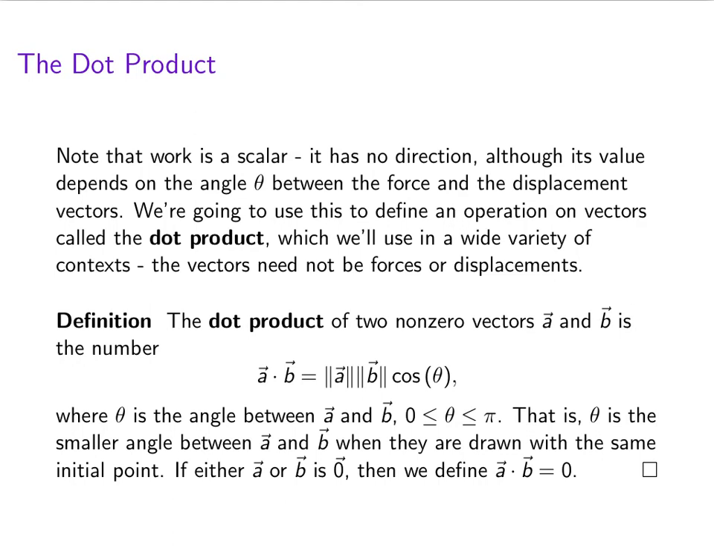So we're going to define the dot product of two non-zero vectors A and B. And it's the number A dot B, and the formula to compute it is magnitude of A, magnitude of B, cosine theta. Theta is the angle between A and B. Now we're always going to make theta to be the smaller angle between A and B when we draw them with the same initial point. So that means theta is always between 0 and pi. If it happens that either of the vectors that we start with, A or B, happens to be the 0 vector, then we define A dot B to be equal to 0.